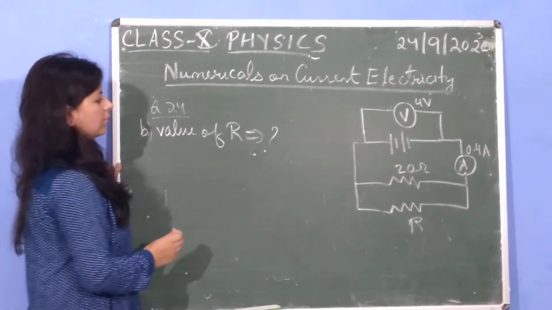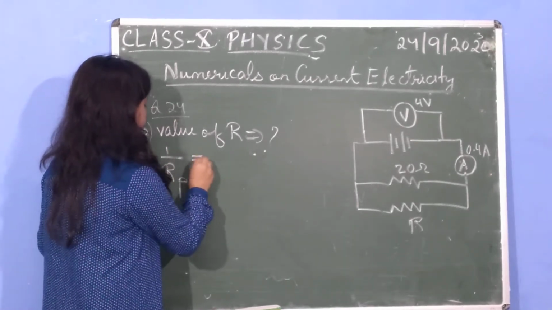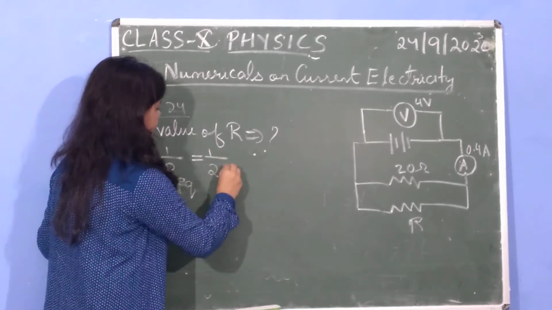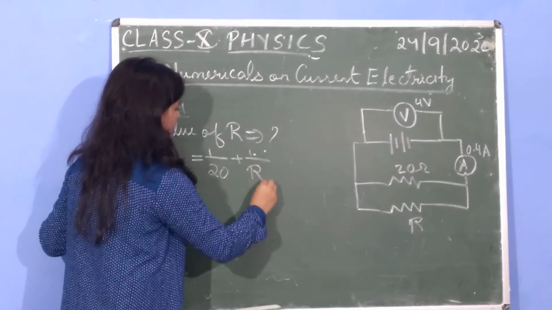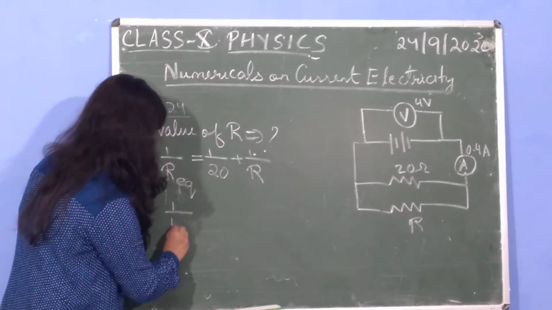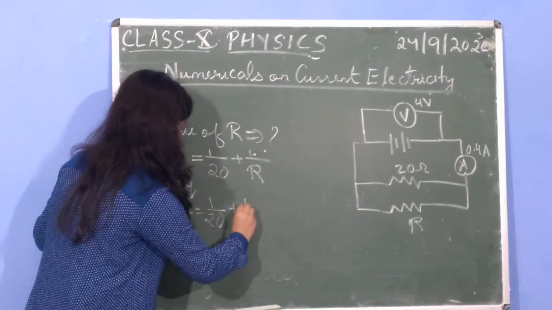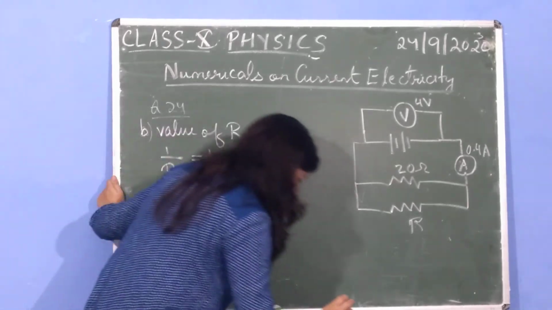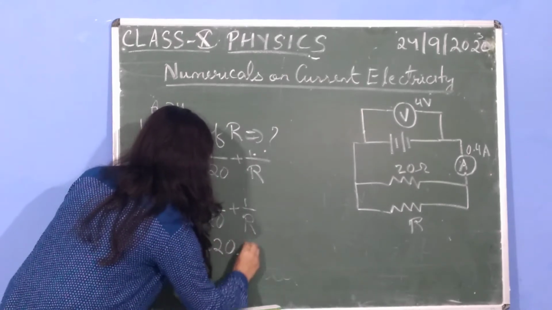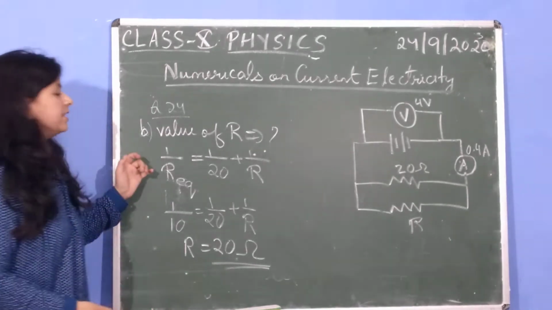Okay, we can now use the formula 1/R equivalent in parallel, which is equal to 1/R1, that is 1/20 plus 1/R. This R equivalent was calculated in part 1 to be 10, so 1/10 is equal to 1/20 plus 1/R. On solving, the value of R comes to be 20 ohm.